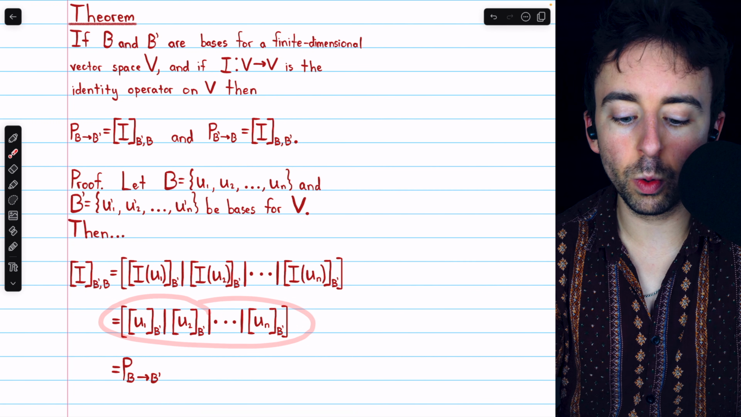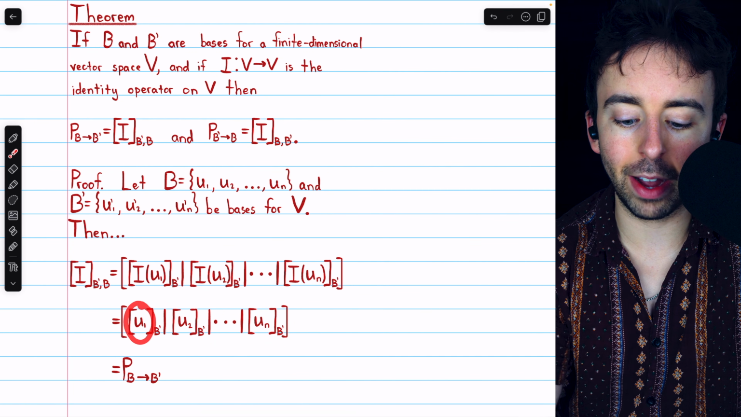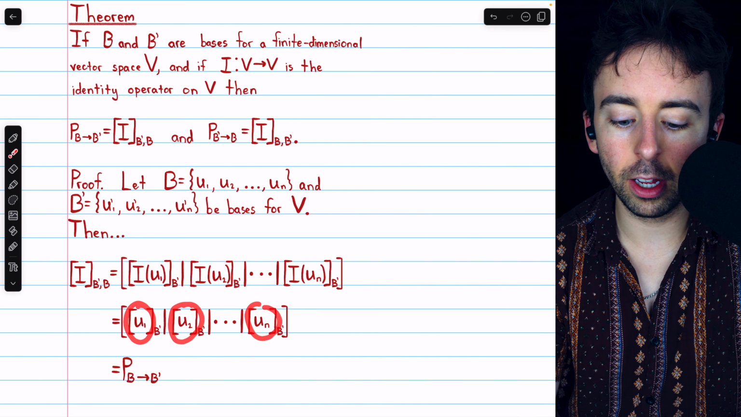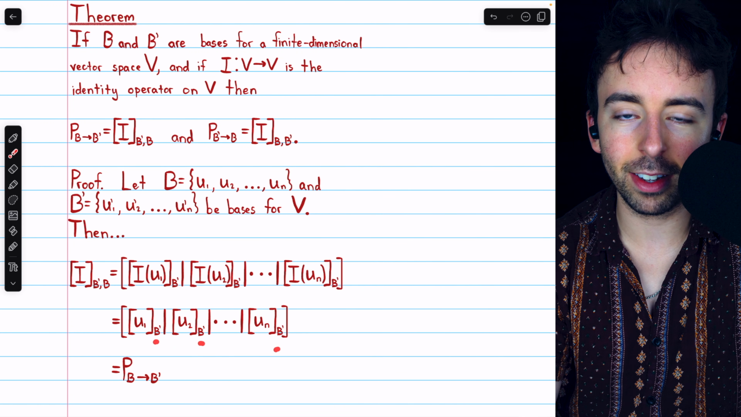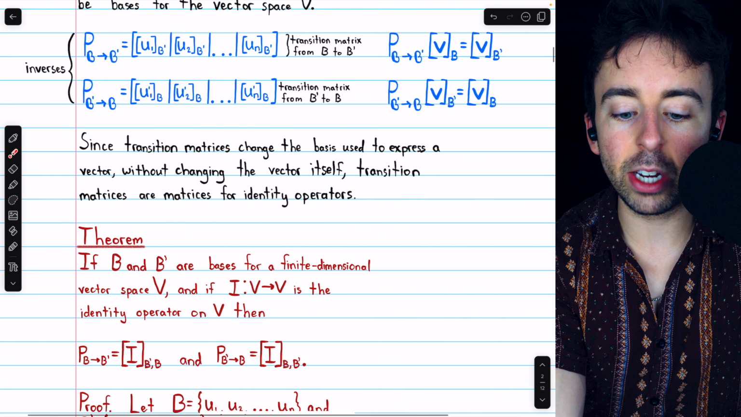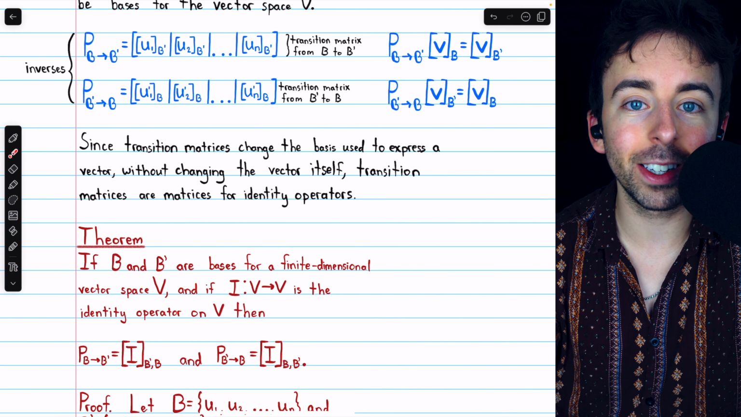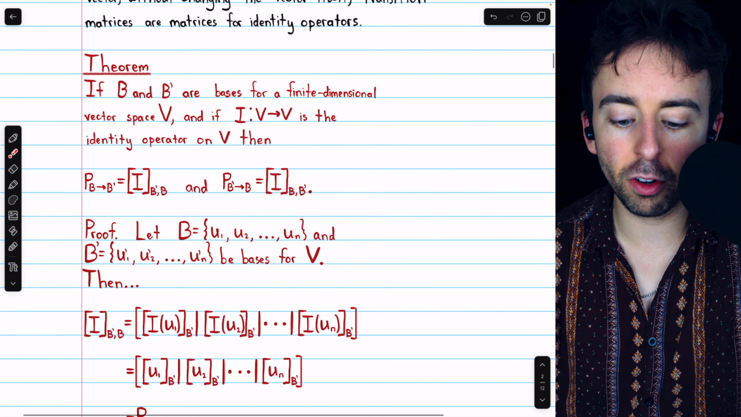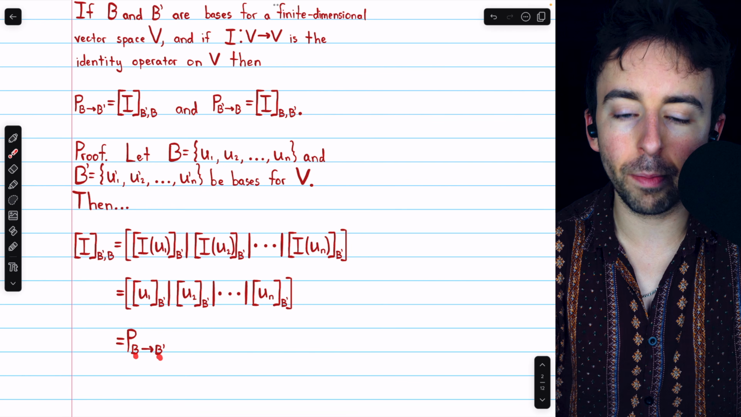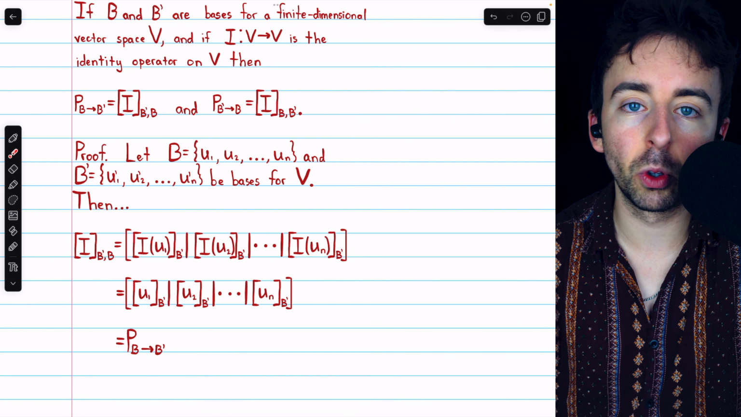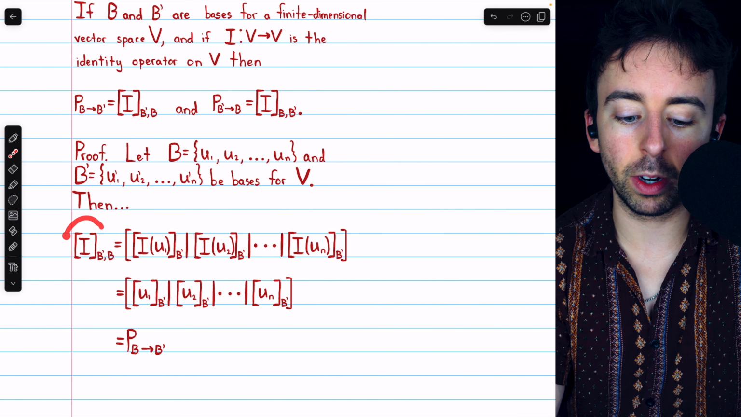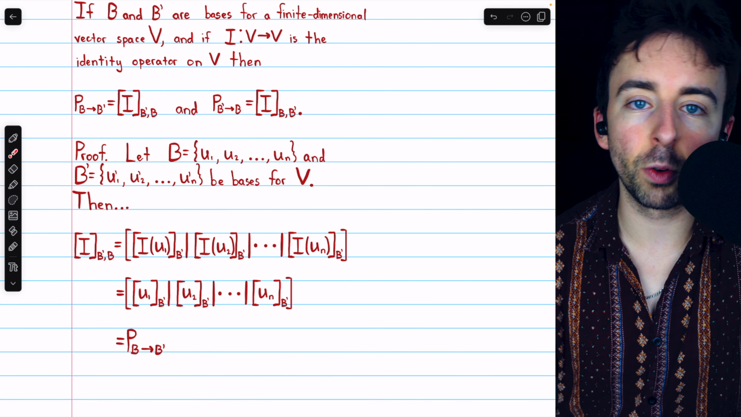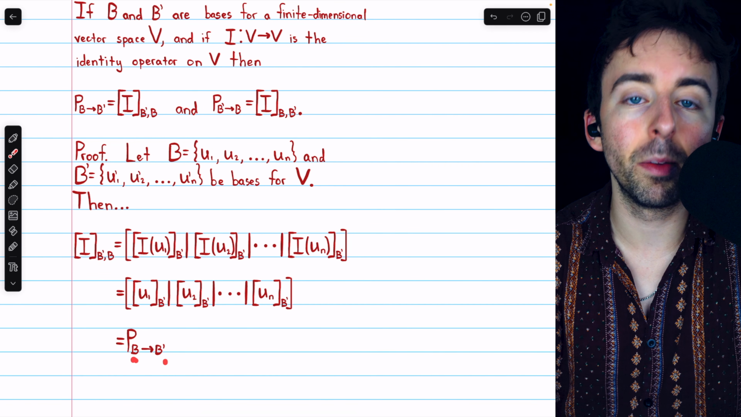this matrix, whose columns are the coordinate vectors of the old basis vectors, but with respect to the new basis. And that is exactly how a transition matrix is constructed. Clearly, this is the transition matrix from the basis B to the basis B prime. And in a similar way, we could show that the matrix for the identity operator is the transition matrix from B prime to B as well.